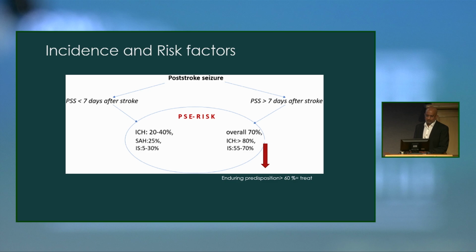So as I discussed, the risk of a seizure in the early phase, in the provoked phase, is much lower than the risk in the later phase. And the sort of arbitrary cutoff of 60% risk, when one would choose to treat, is not met with the early seizure.